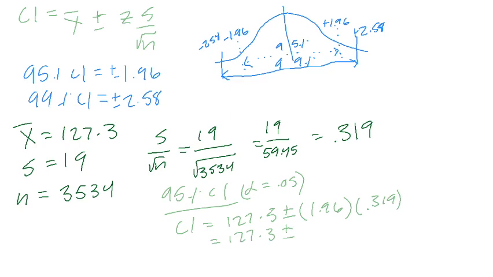Something like 0.625. All right, so if we take 127.3, I'm getting a little squished here, but that's okay. Let's take 127.3 minus 0.625, and then 127.3 plus 0.625. Let's go ahead and get those boundaries. So for our lower boundary, we would get something like 126.67. For our upper boundary, 127.92. All right, so let's go ahead and write this out.